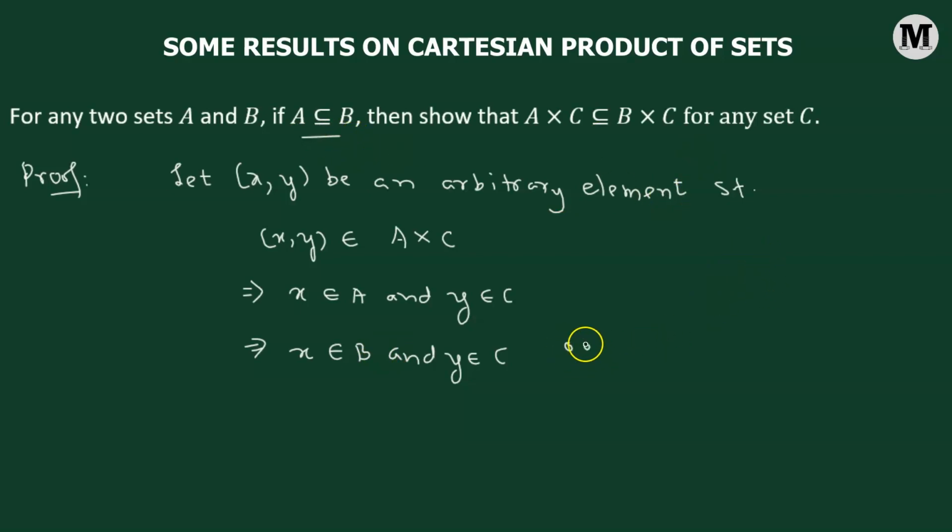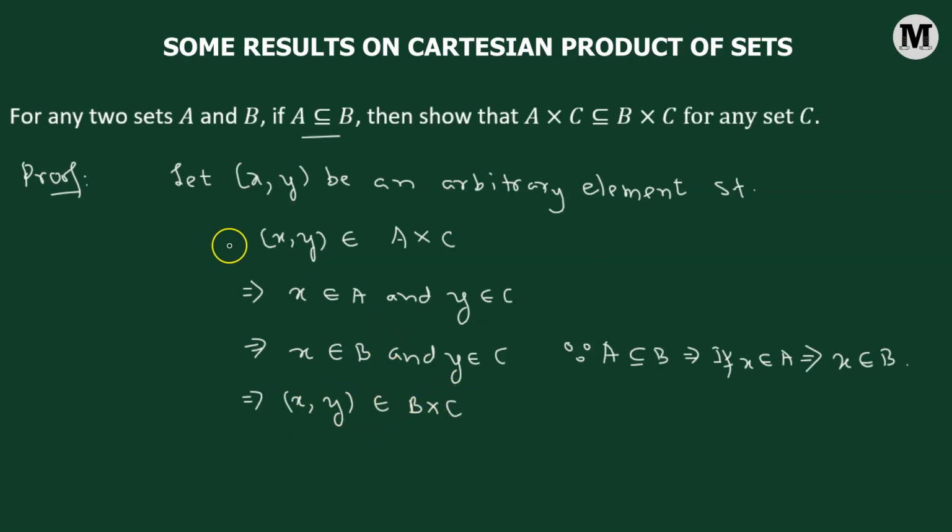So we'll write here that since A is a subset of the set B, this simply implies that if we have x belonging to the set A, then it must be true that the element x must also belong to the set B. Fine. So now we have x belonging to B and y belonging to C. In other words, we can say that the ordered pair (x, y) belongs to the Cartesian product of B and C.